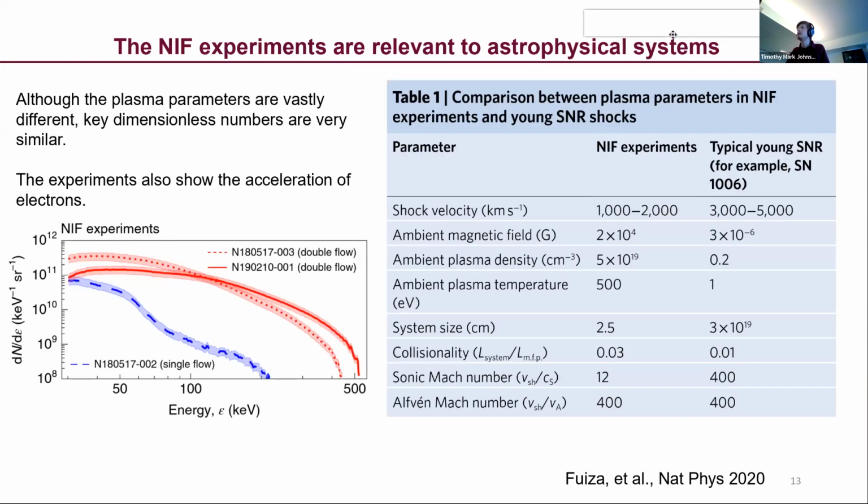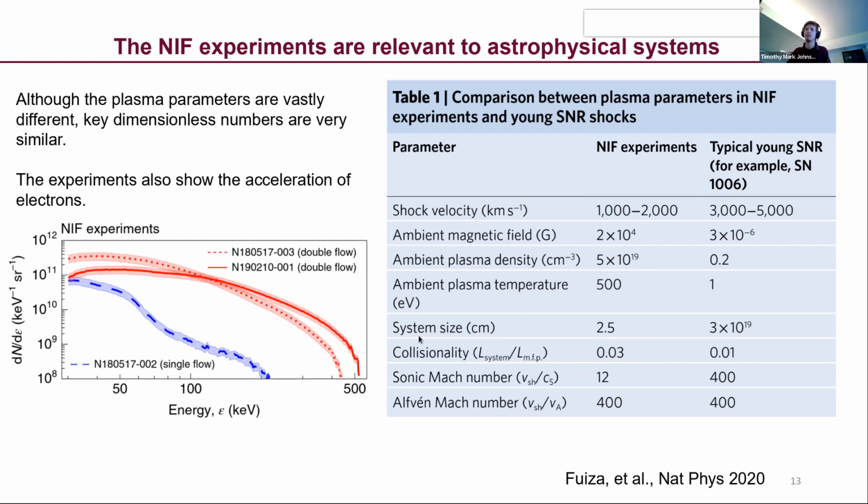So the NIF experiment is relevant to astrophysical systems. On the right-hand side of the slide, we can see a table that compares these different plasma parameters between the NIF experiment and just an example supernova remnant. If you look at a few of the first entries, we see that they are very different in terms of just the raw plasma quantities. For example, the density is 20 orders of magnitude different, which is quite amazing. And system size is also 19 orders of magnitude different.